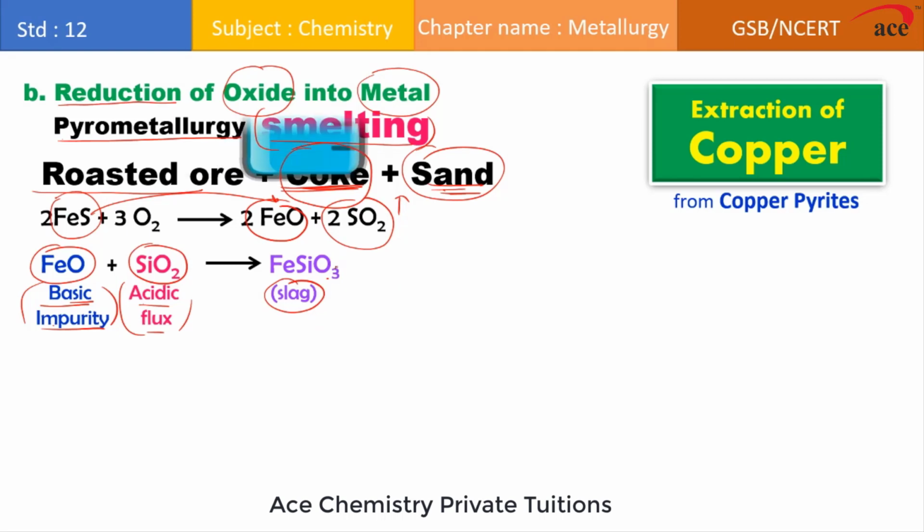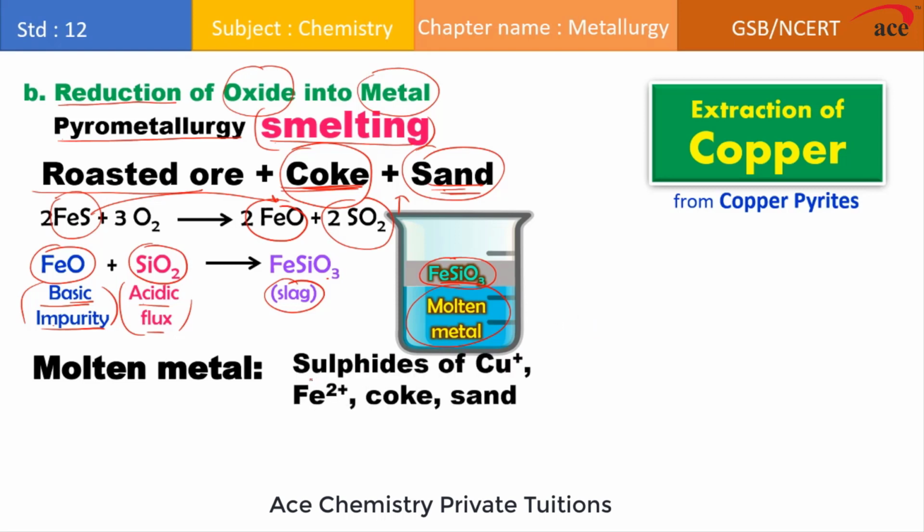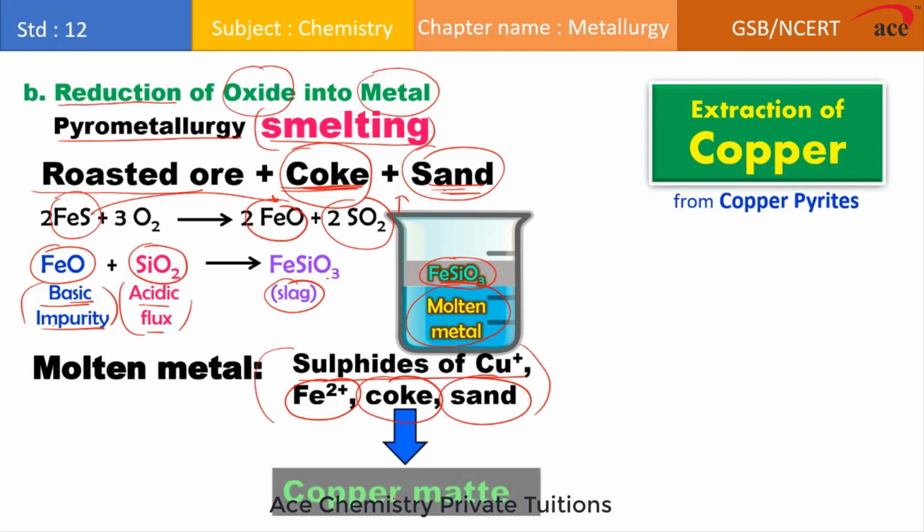This slag has lower density and forms the upper layer of the mixture, if you see. Can you see this? This is the slag obtained during this process, which consists of all the impurities, and the lower part consists of molten metal. Along with this molten metal, it consists of sulfides of copper 1 plus, Fe2 plus, coke and sand. This entire mixture is referred to as copper matte.